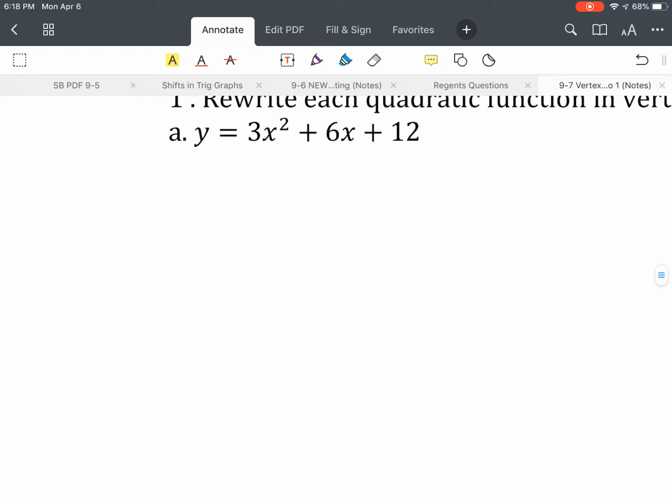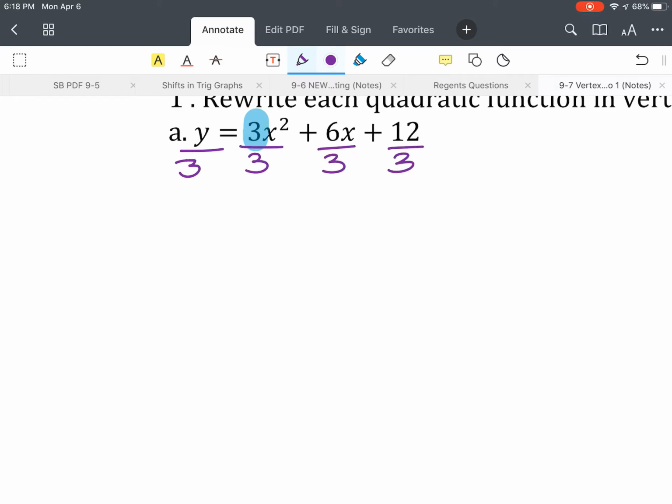So we need to look what's in front of the x squared. Well, there's a 3. So I'm going to divide everything by 3. The y divided by 3 is going to stay as y divided by 3 for now. 3x squared divided by 3 is x squared. 6x divided by 3 is 2x. And 12 divided by 3 is 4.